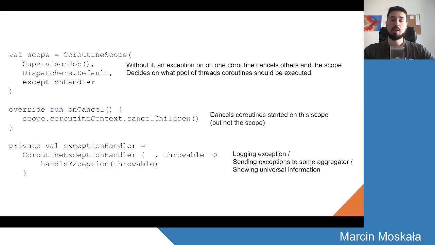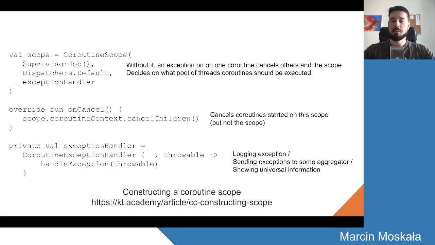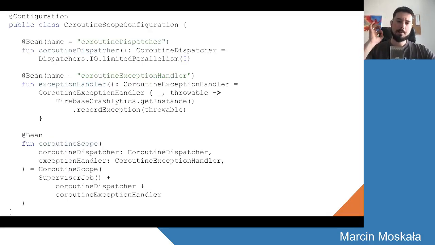So now let's see it in practice. Let's start with a Spring Boot application. Sorry, there is a dedicated chapter about constructing scope, also published, so you can read it online, a link below. In the Spring Boot example, we construct a scope in a configuration. I used a dispatcher with parallelism limited to 5. I could use the default dispatcher instead. It depends on what you want.